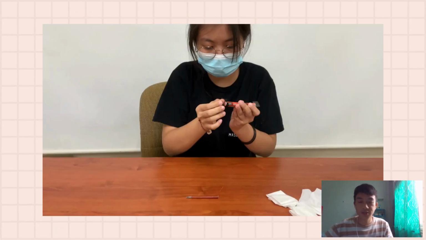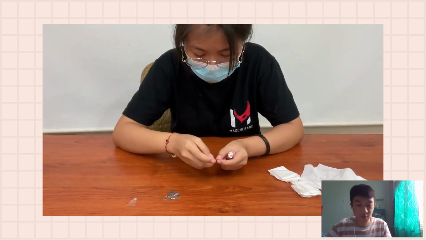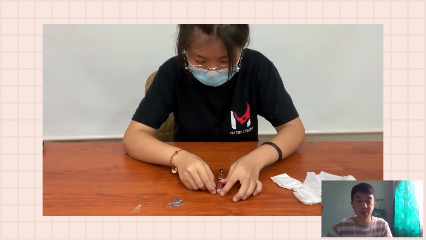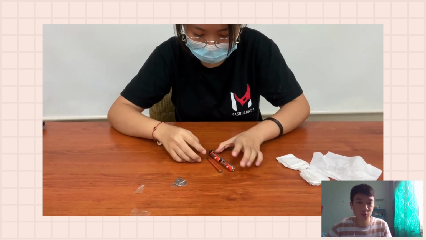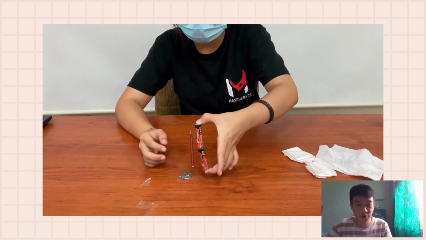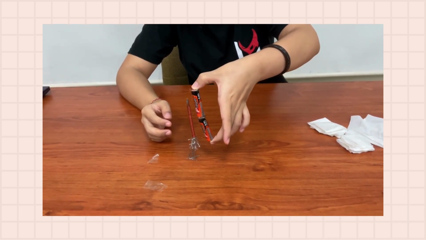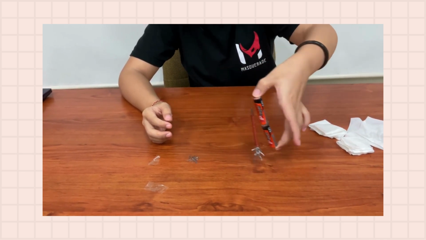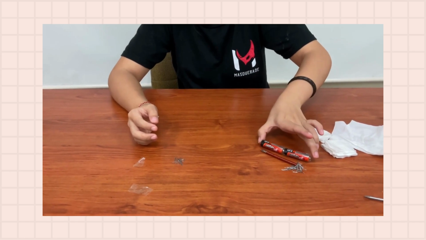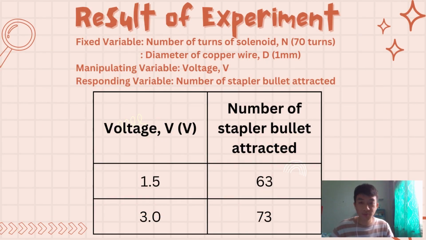So now what Bowie is doing is she is using the diameter of copper wire of 1 millimeter, the number of turns of solenoid is 70 turns, but we change the voltage, which is the responding variable, to 3 volt to observe the result. Now, the number of staple bullets attracted for 1.5 volt is 63, but for the 3 volt, the number of staple bullets attracted is 73. So we have proof that when the voltage increases, the electromagnetic field produced will also increase.